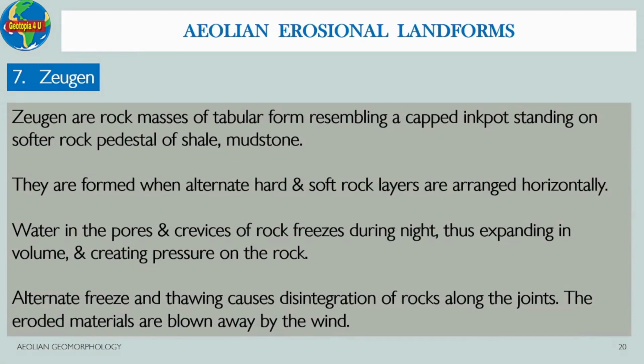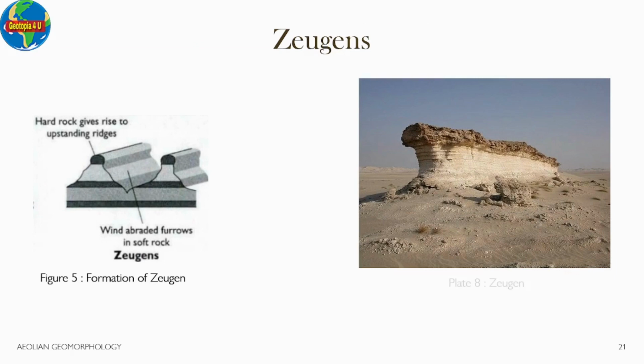Number 7. Zeugen. Zeugen are rock masses of tabular form representing a capped ink pot standing on a softer rock pedestal of shale or mudstone. They are formed when alternate hard and soft rock layers are arranged horizontally. Water in the pores and crevices of the rock freezes during night, thus expanding in volume and creating pressure on the rock. Alternate freezing and thawing causes disintegration of rocks along the joints. The eroded materials are blown away by the wind. In this slide, you can notice the formation of Zeugen.